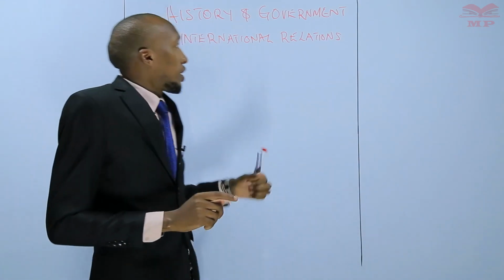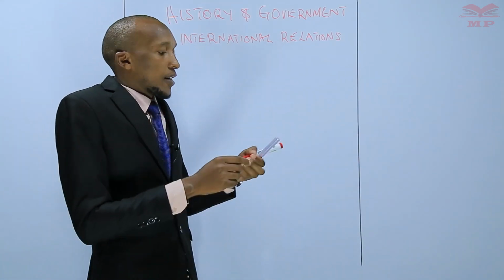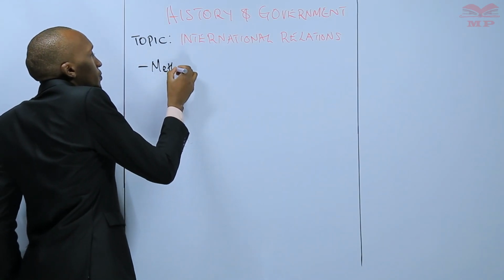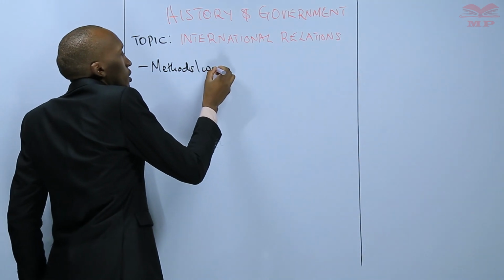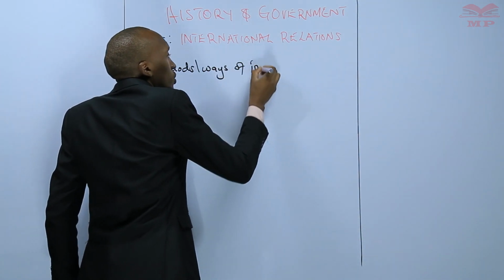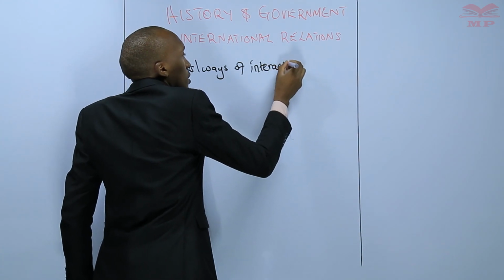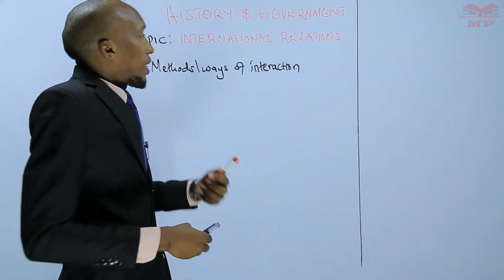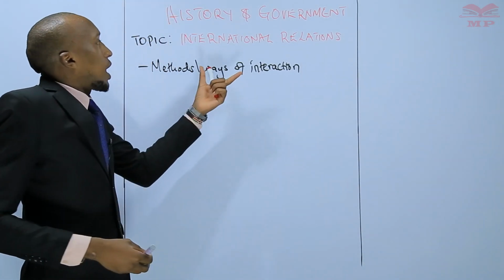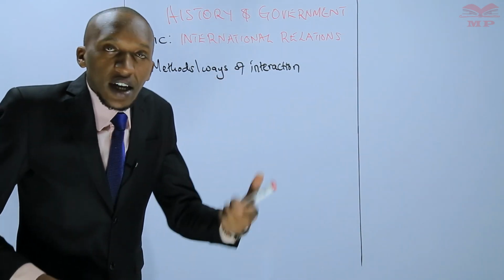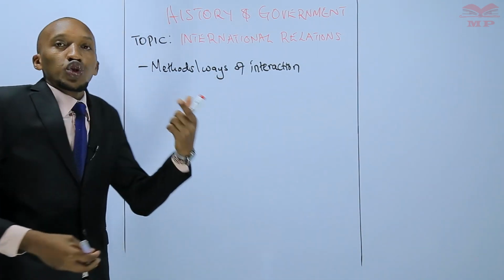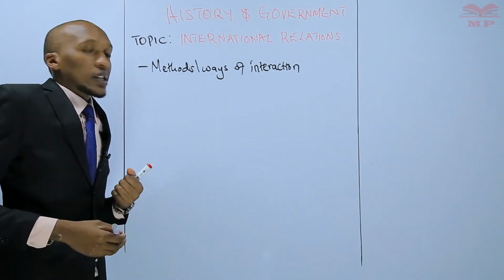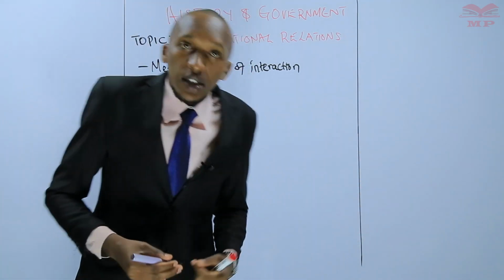The first thing that we are going to look at is the methods or ways of interaction. Remember, initially, nations were competing against one another. They were competitors. But after the First and the Second World War, there were new ways in which nations could interact with one another. That is one thing that we are going to be studying in this topic, international relations.